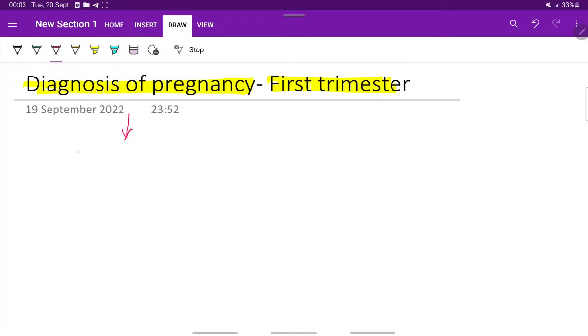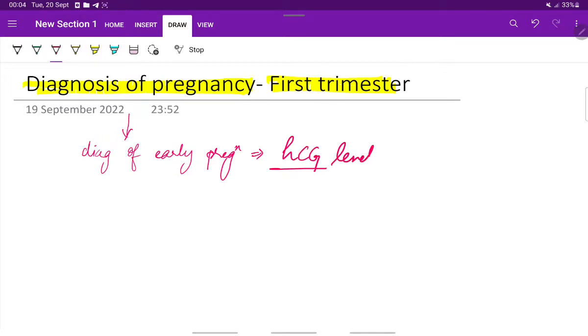Now, as we all know, the diagnosis of early pregnancy is based on the HCG levels. HCG stands for human chorionic gonadotropin, which is assessed in the laboratory. This is the method for early diagnosis of pregnancy.